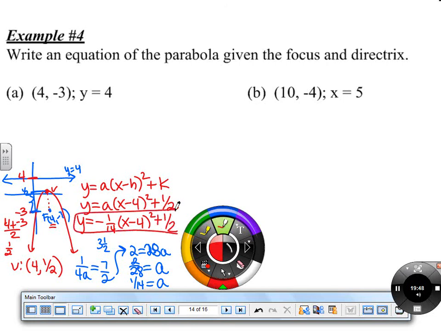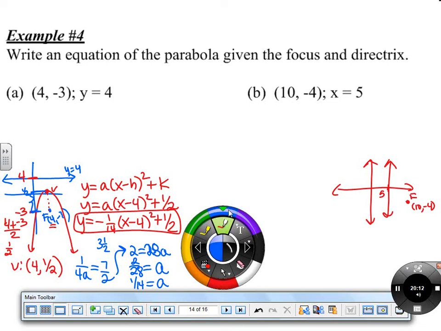So there's my equation for that. So we're going to do the same idea given some other information. Here it says the focus is at (10, -4). So think about where (10, -4) would be. And then the directrix is at x equals 5. So the directrix is here at 5. And this point is at (10, -4), which represents the focus.